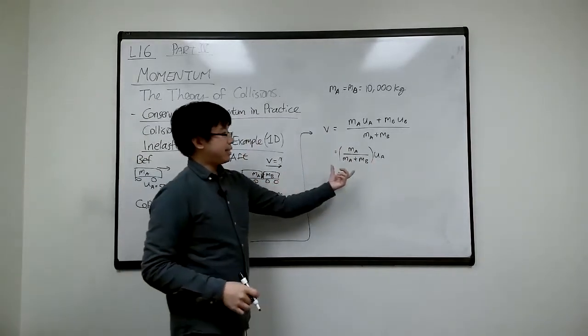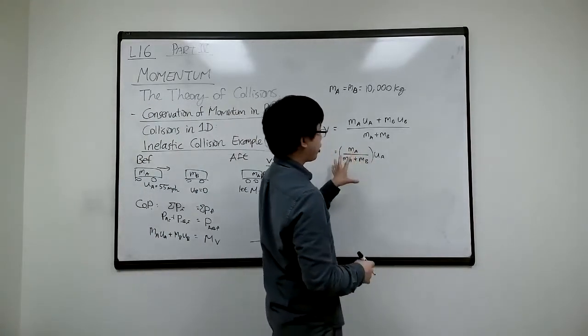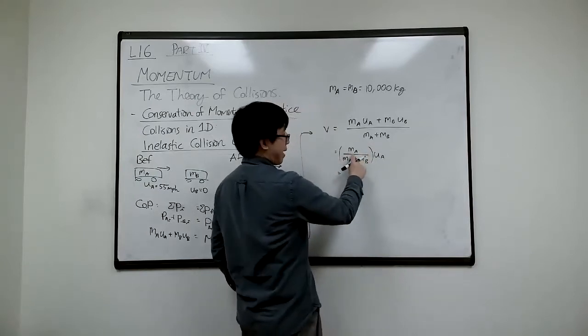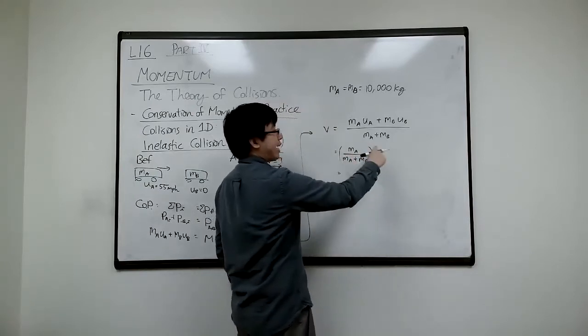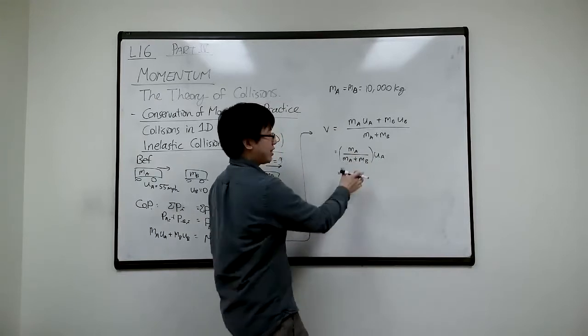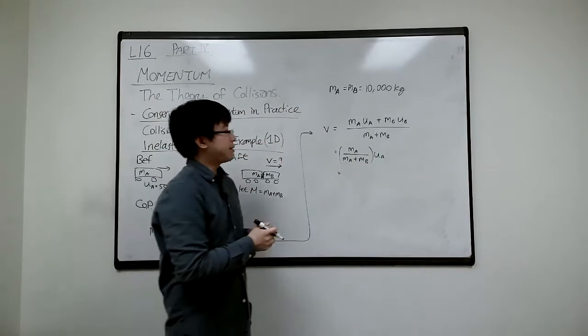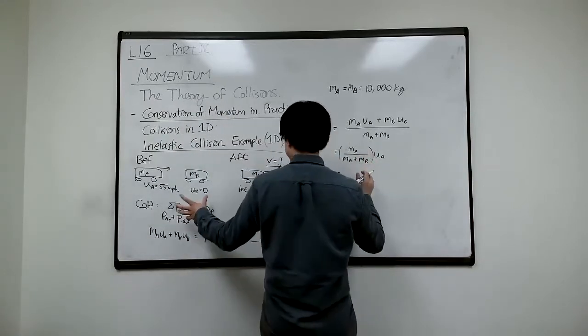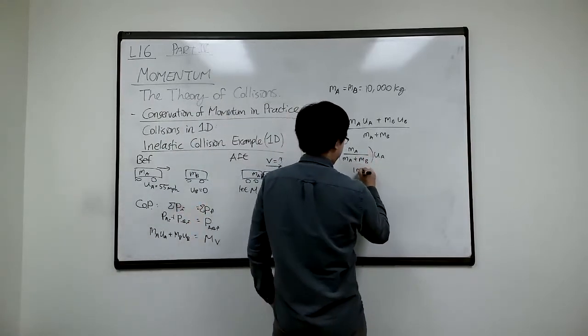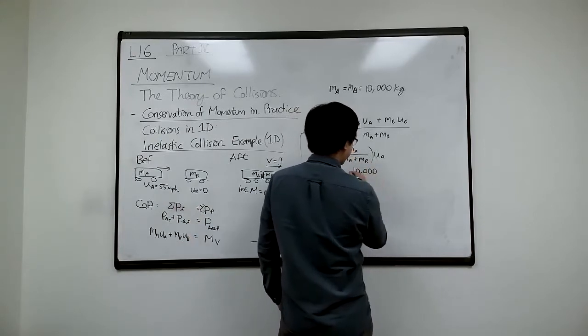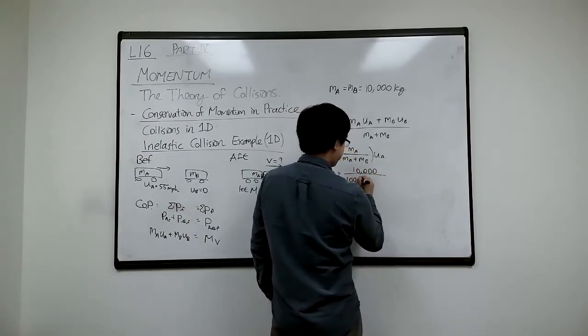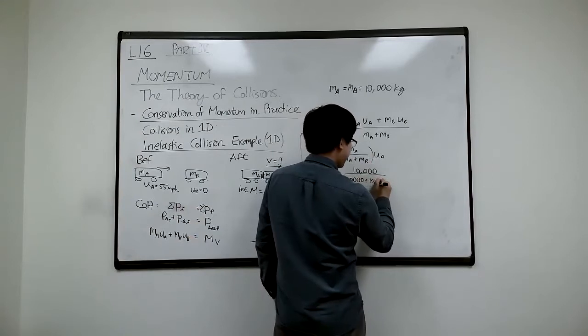This is sometimes called the fractional mass. How much is MA as a fraction of the total mass? This is a combination that will appear a lot in these collision problems, so just to show you, it appears here as well. But now we can plug that in. So I have 10,000 kilograms over 10,000 kilograms plus 10,000.